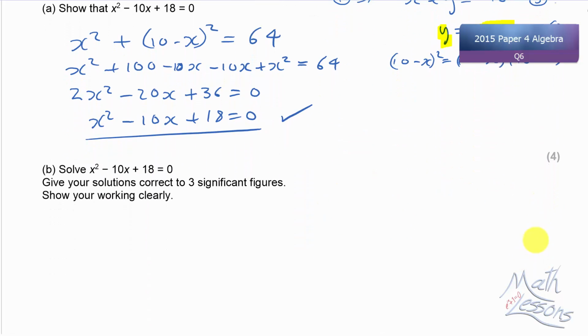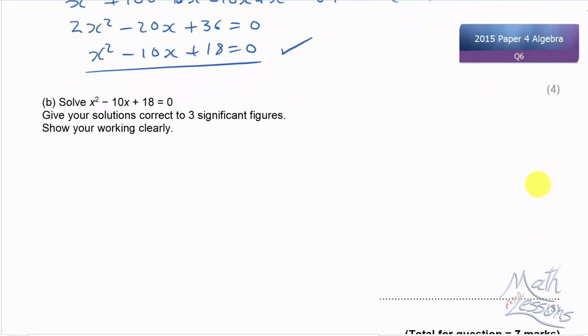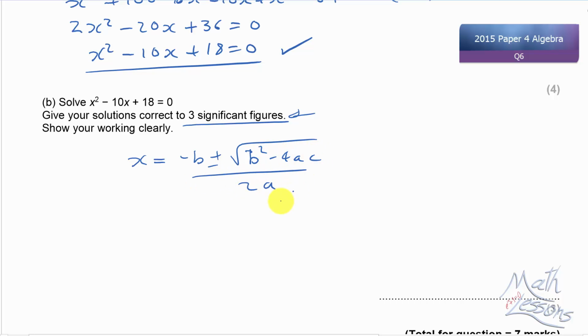Now then, the second part of the question wants us to solve this and give solutions correct to 3 significant figures. And when it says correct to 3 significant figures, there's a clue here. It's probably not going to factorize, so I'm not even going to bother. I'm just going to jump in and use the quadratic formula. x equals minus b plus or minus the square root of b squared minus 4ac, it's on the formula sheet, all over 2a, where you've got ax squared plus bx plus c equals 0.